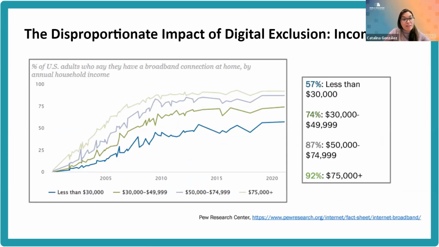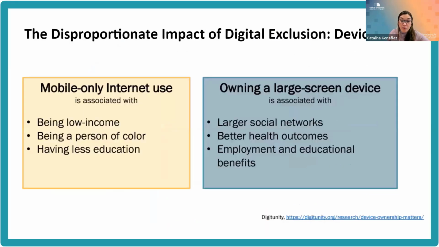And subscription vulnerable is a term that a lot of people have been using these days to talk about, yes, you may be able to be connected 1 month, but you may not be able to be connected long term. So low income means that people are more vulnerable. There is also a fact that big screen device ownership matters.